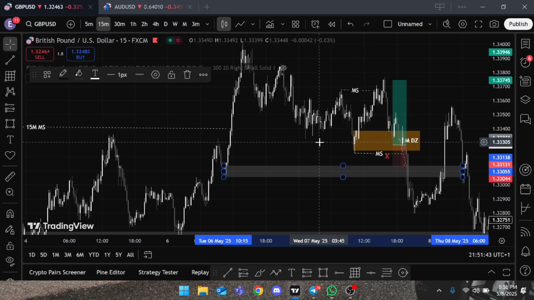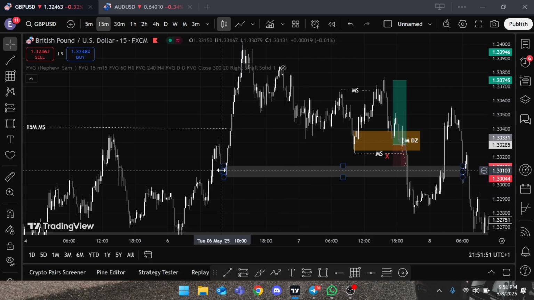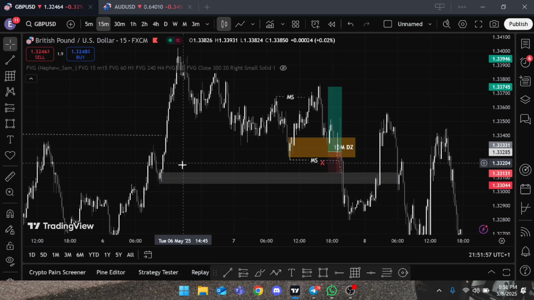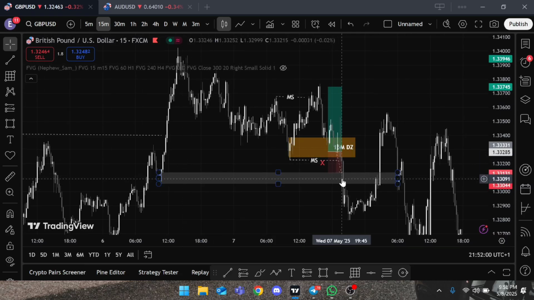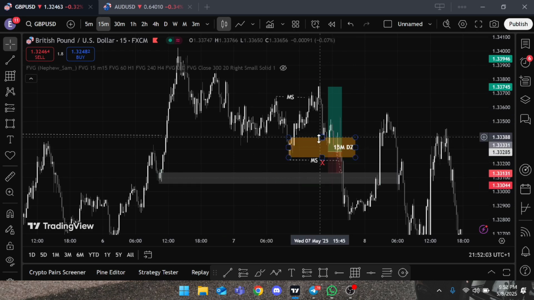Now, this was a mistake. According to the strategy, this is what you're supposed to do. You're supposed to wait for the market to come back to this point, then you buy. Get my point? You wait for the market to come to this point, then you look for buys. But this is where the trade all went wrong.